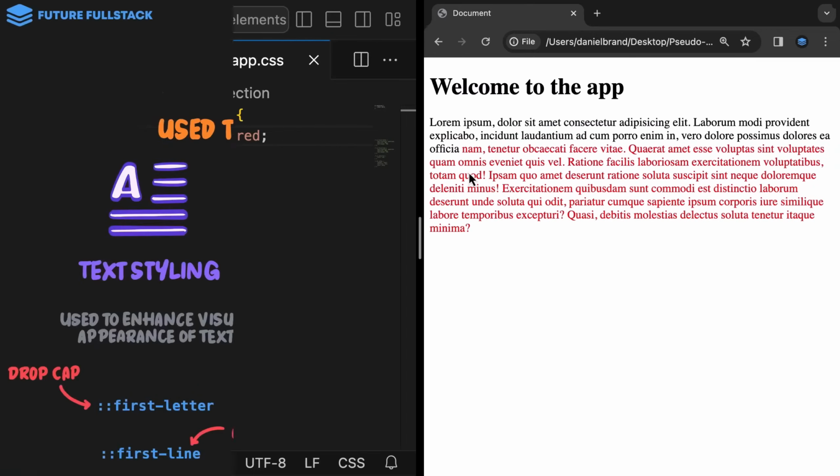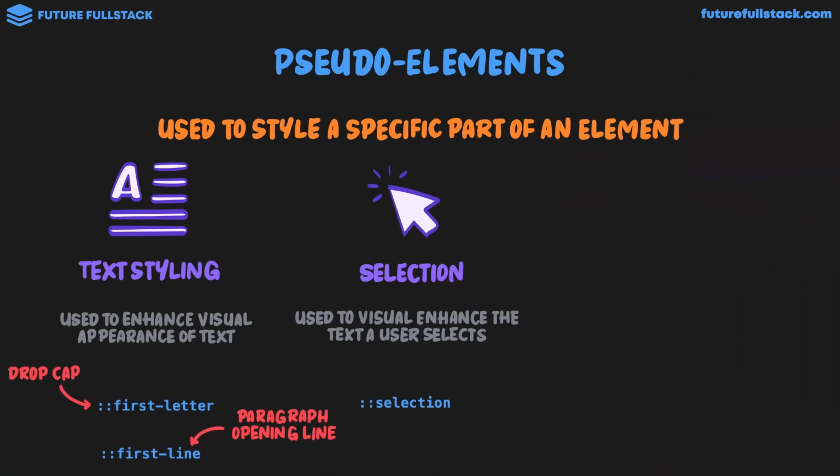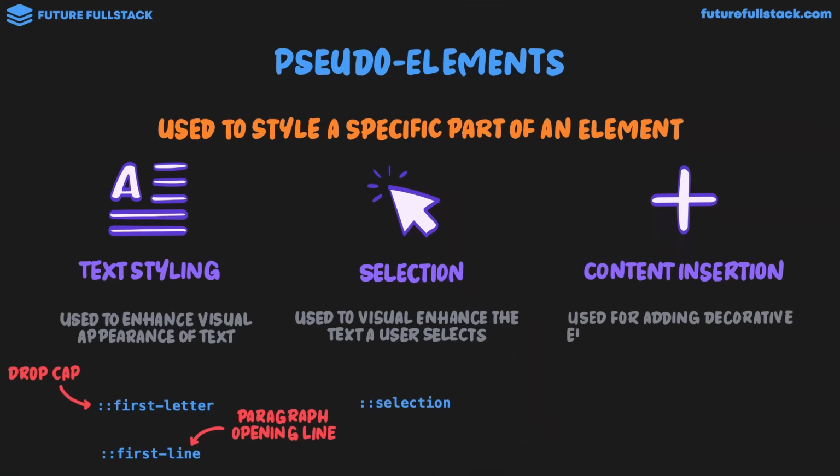The last pseudo-element type is content insertion. This is used for adding decorative elements without altering the HTML structure. There are two content insertion pseudo-elements. The first is before, and the second is after. As you could guess, using before adds the decorative elements before the HTML element you're targeting, and after adds the insertion after the element you're targeting. Let's have a look at this inside VS Code.